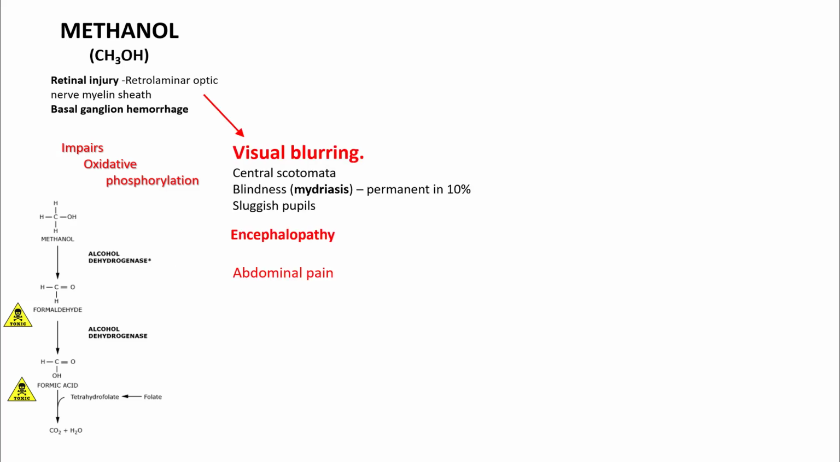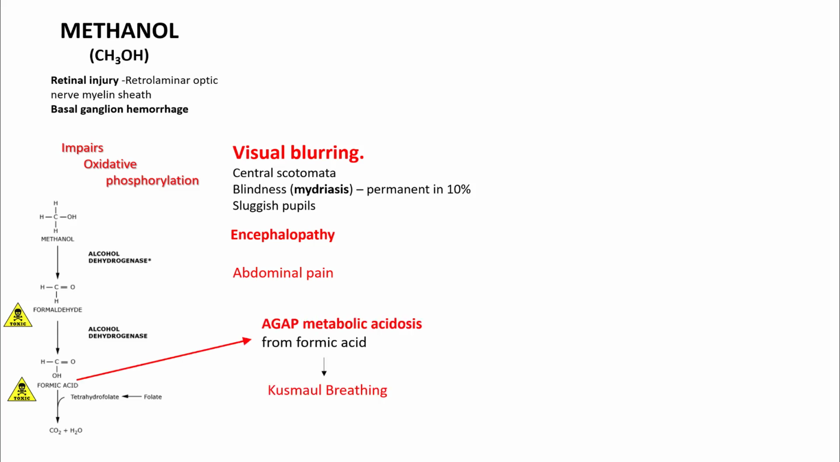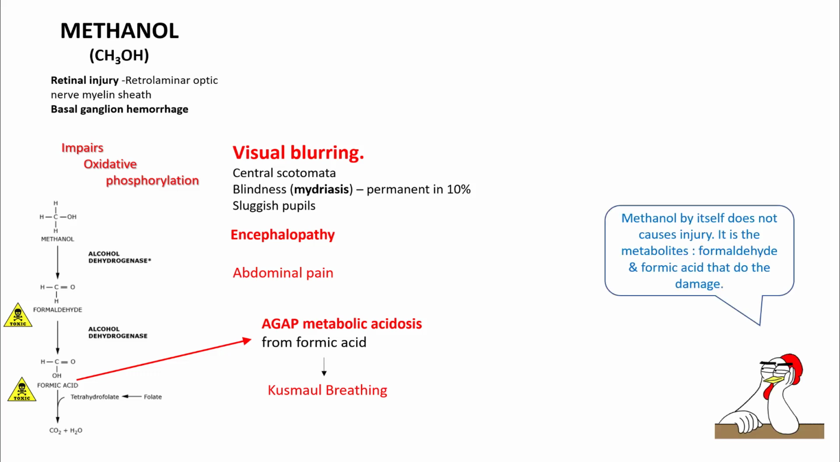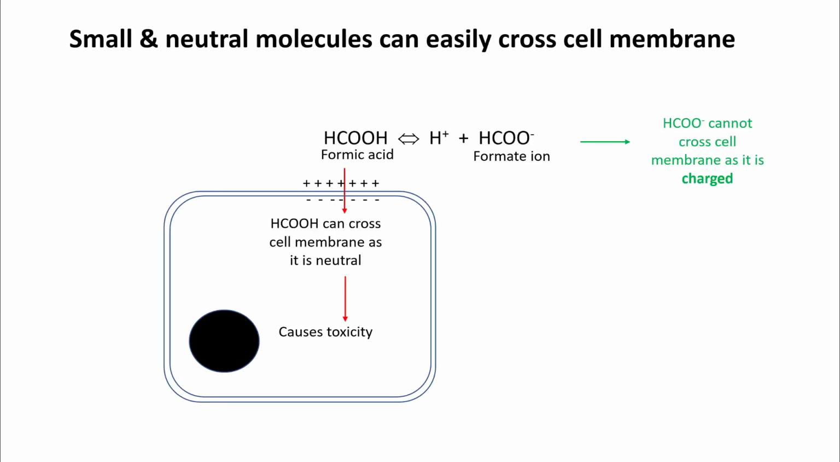So patients present with visual blurring, and you can observe for mydriasis. Blindness can be permanent in around 10% of these patients. These patients also have encephalopathy and abdominal pain. Formic acid causes your anion gap metabolic acidosis and results in Kussmaul breathing. Methanol by itself is not the cause of the injury; it's the metabolites, formaldehyde and formic acid, that do the damage.